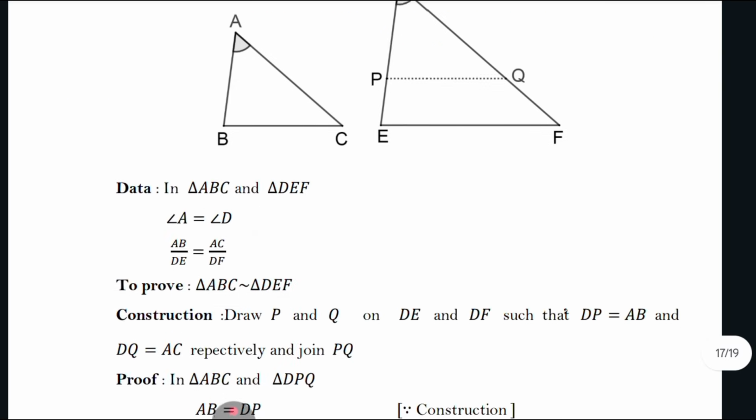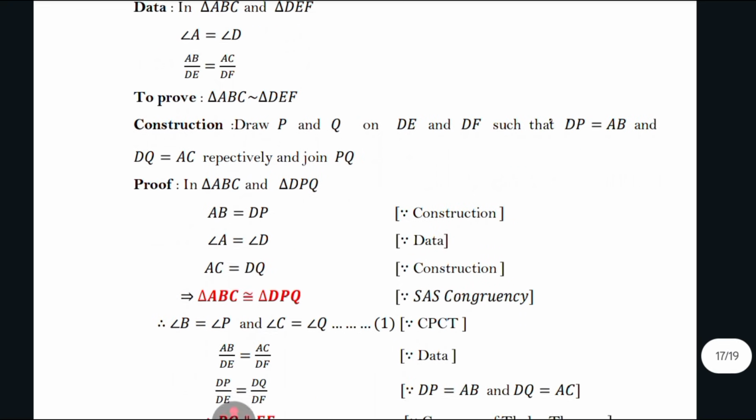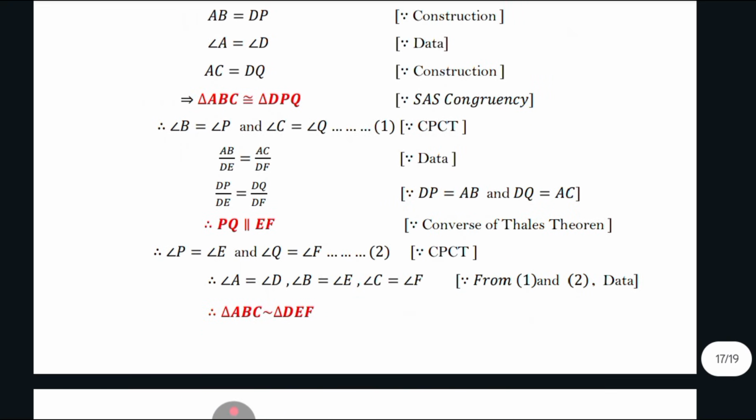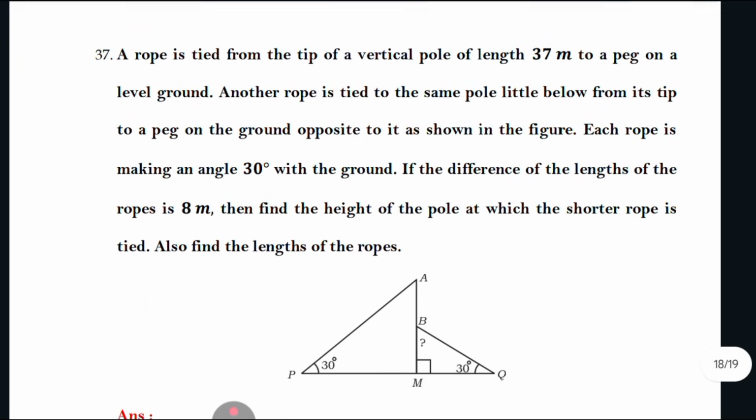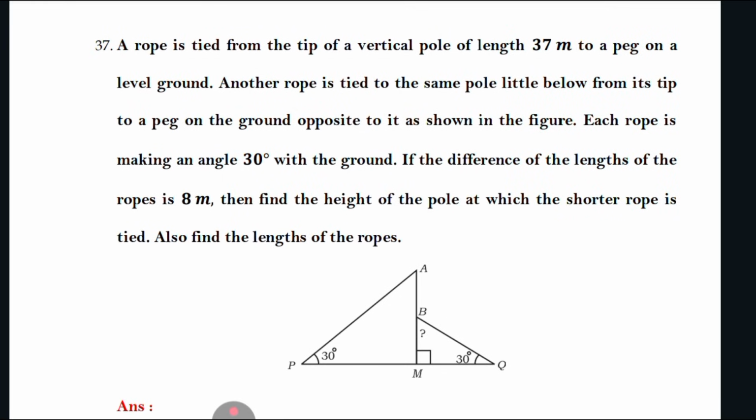So this is the PDF of similar triangles. Solve by the steps that I have given. And this is from the trigonometry applications chapter. A rope is tied from the tip of a vertical pole of length 37 meter to a peg on level ground. Another rope is tied to the same pole a little below its tip to a peg on the ground opposite to it, as shown in the figure.